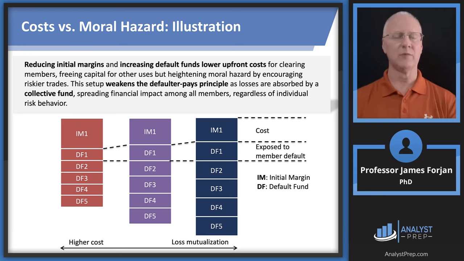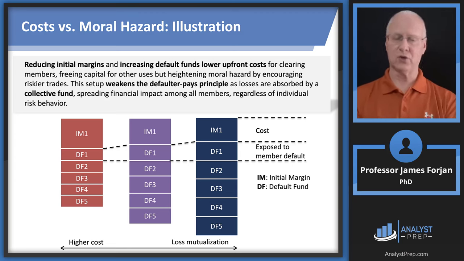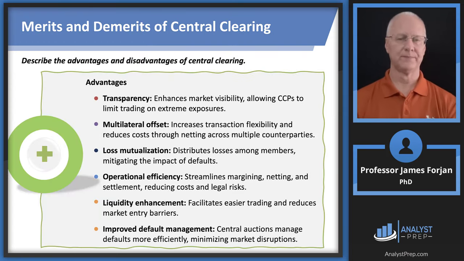So the question then becomes, this is a marginal cost, marginal benefit kind of scenario. So what do we want? Maybe we want the purple in the middle, which is a trade-off between the higher costs and the loss mutualization. So that's probably a really good exam question. So let's go ahead and end quickly. Take a picture of this.